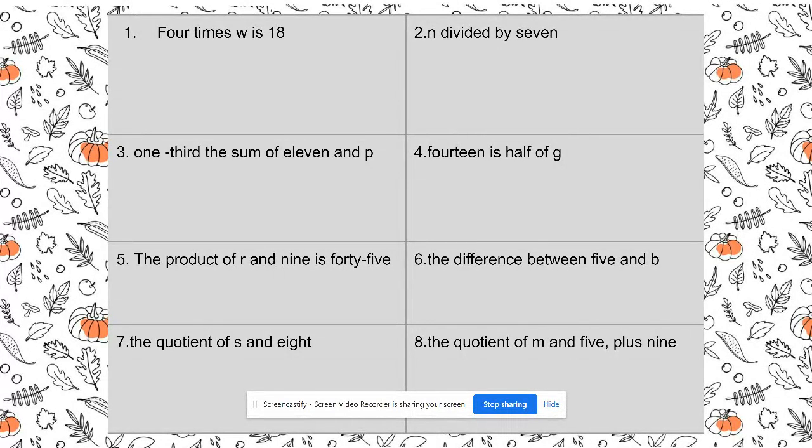So if you go back to number 3, it says 1/3 the sum of 11 and P. When you see the sum of, that means parentheses. So we've got the sum, which is what? What operation is the sum? Add, so it'd be 11 plus P with 1/3 on the outside. And we're going to practice those. Those are a little bit more difficult. We'll practice those later. All right.